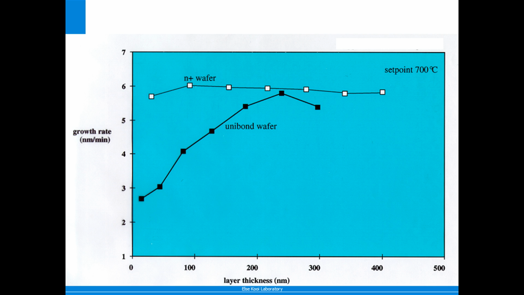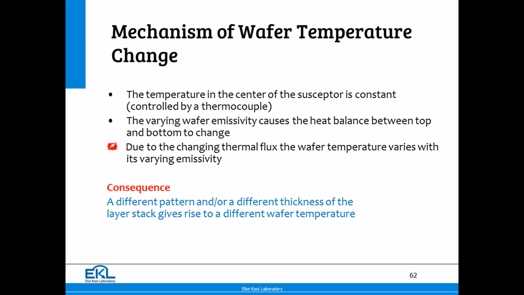And now, you think that you understand emissivity effects. I'm afraid you don't. There's one step more here, because the temperature in the center of the susceptor is constant. It is controlled by a thermocouple. And no matter what you do to the wafer on top, it will always maintain a fixed temperature, the set point, in the center of the susceptor.